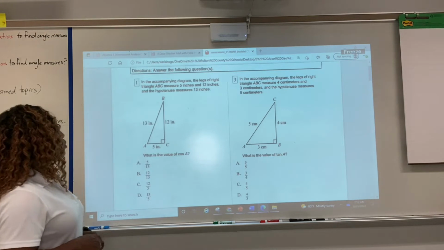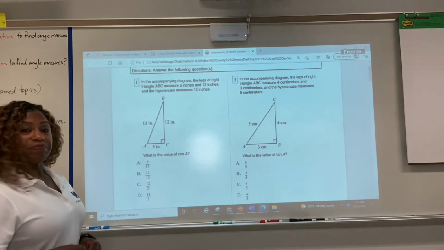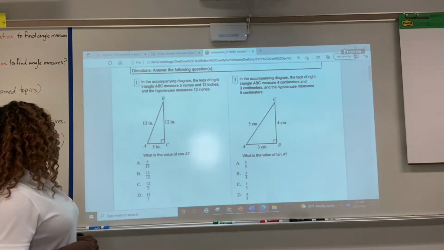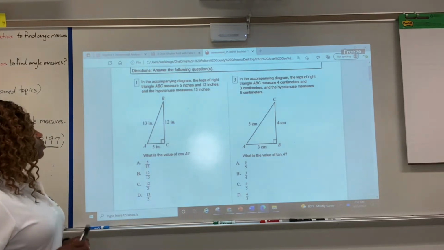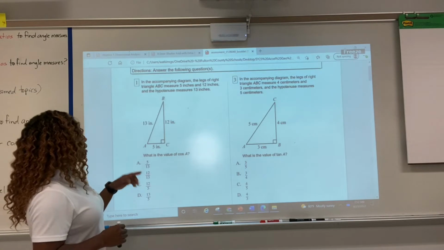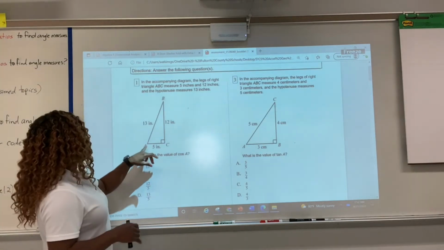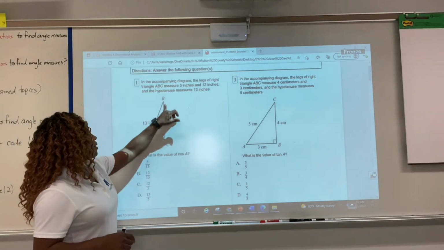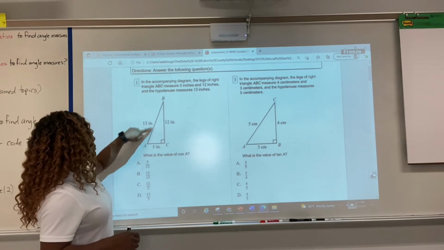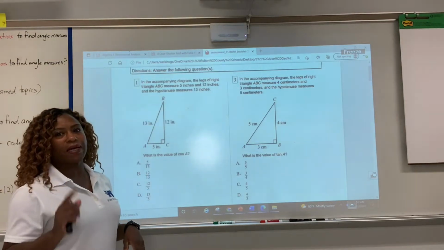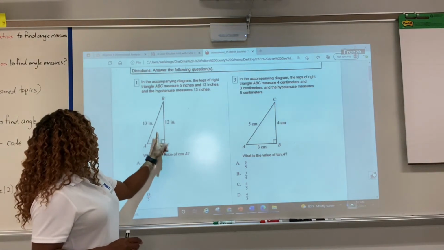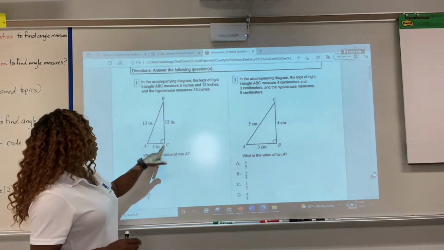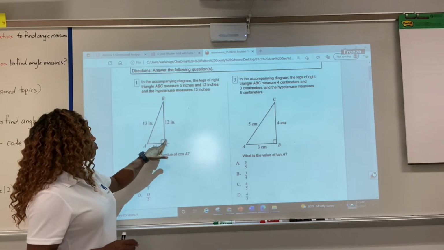Number 1, so here we have our diagram, and it says that the legs of the right triangle A, B, and C measure 5 inches and 12 inches. And the hypotenuse measures 13 inches. So let's keep in mind, we know that in a right triangle we have a leg here and a leg there, and the diagonal is going to be your hypotenuse. Also, the hypotenuse is always the side that is directly opposite the right angle. The right angle is designated in this little box.